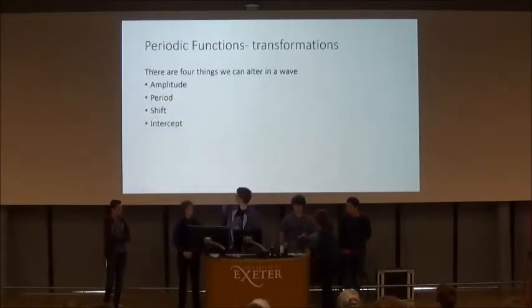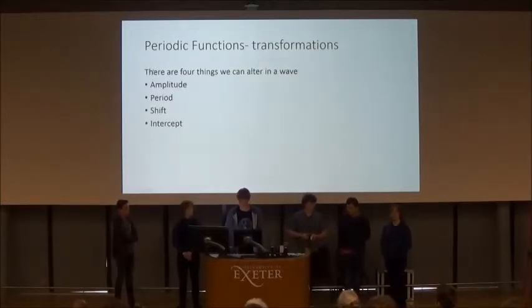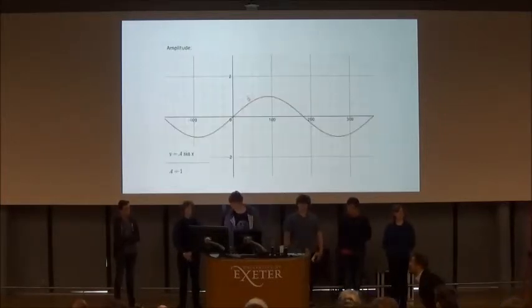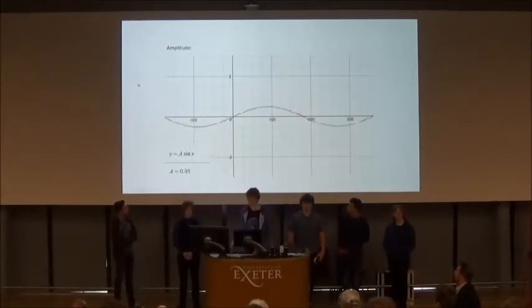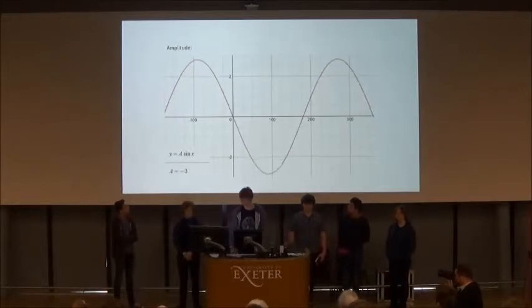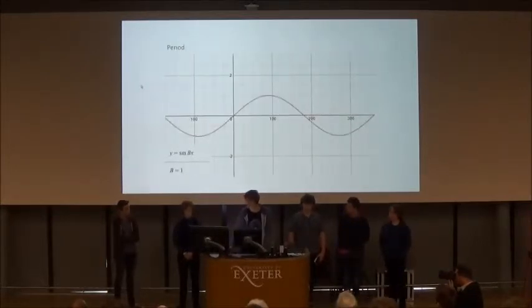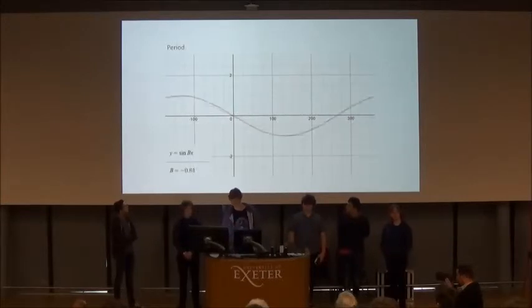Right, so what can we do with these periodic functions? We can transform and modify them in 4 particular ways. We can change the amplitude, the period, the shift, and the intercept. Here, I'll show you how you can change the amplitude of the wave. As you see, the peaks and troughs are changing in their height from the axis. We can also change the period with the following example here. As you see, the wave gets squashed into the middle.